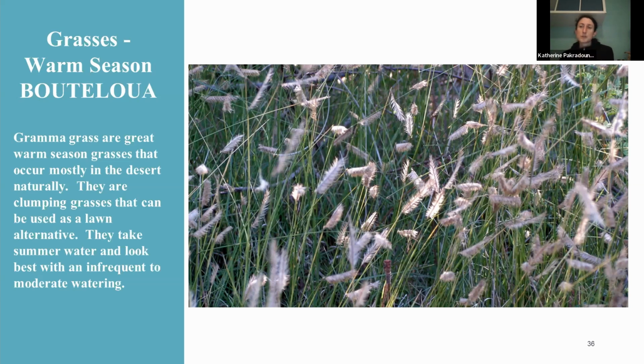And so Bouteloua is a genus of a couple types of warm season grasses that are used as warm season lawn substitutes, or as just accent grasses, meadow grasses. And so Bouteloua gracilis, blue grama grass, and Bouteloua curtipendula, which is the side oats grama. Those are the two Boutelouas that are native to California that will give you the green during the summer.